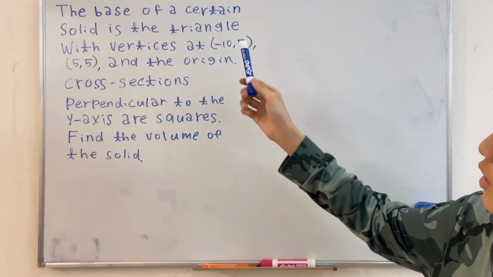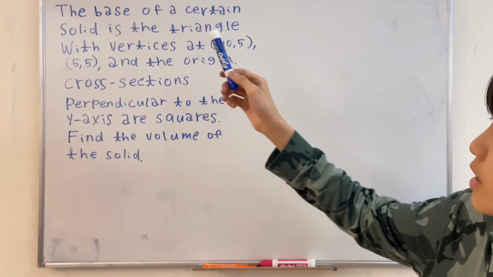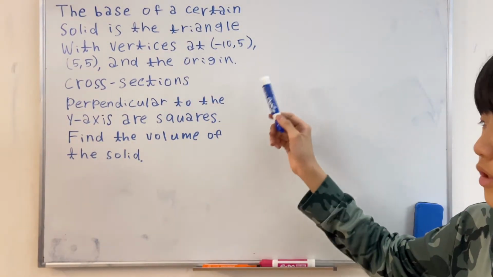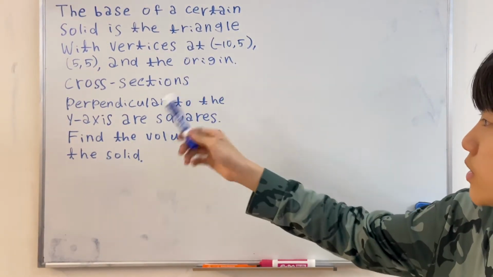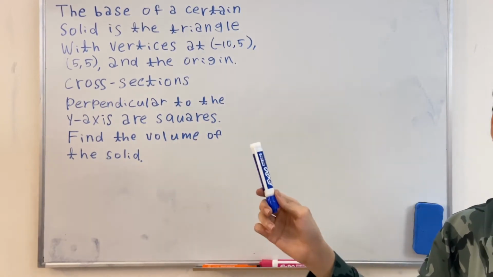The base of a certain solid is the triangle with vertices at (-10, 5), (5, 5), and the origin. Also, cross sections perpendicular to the y-axis are squares. Find the volume of the solid.